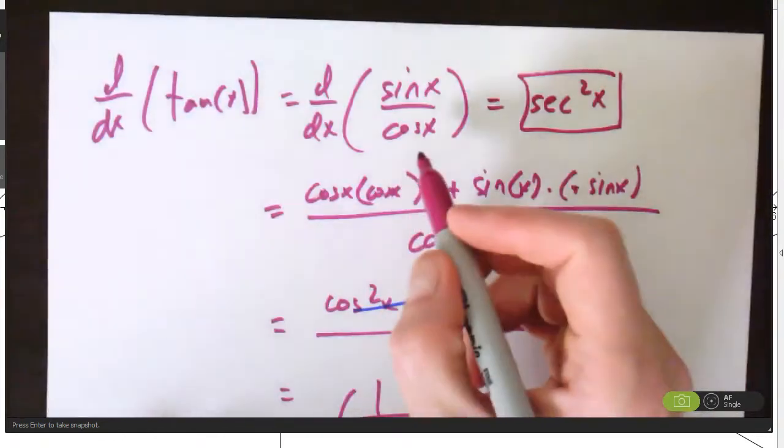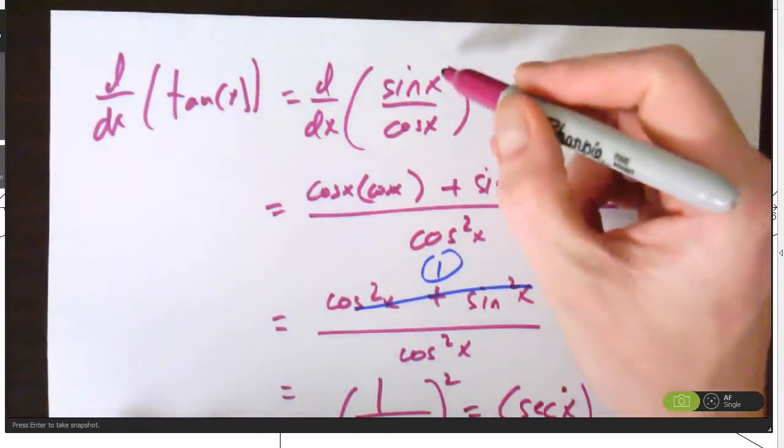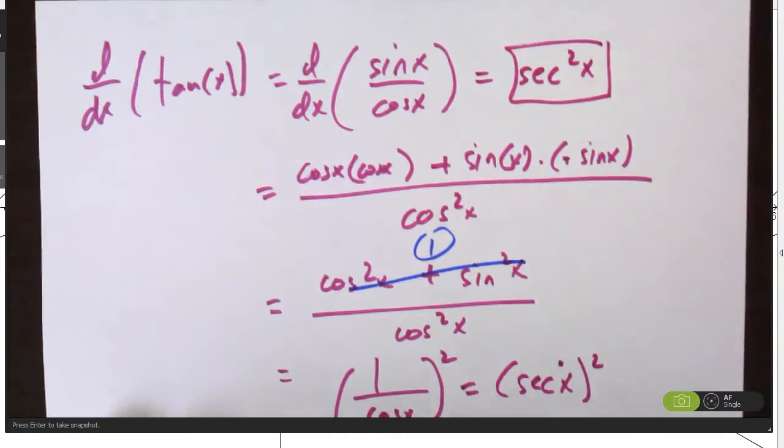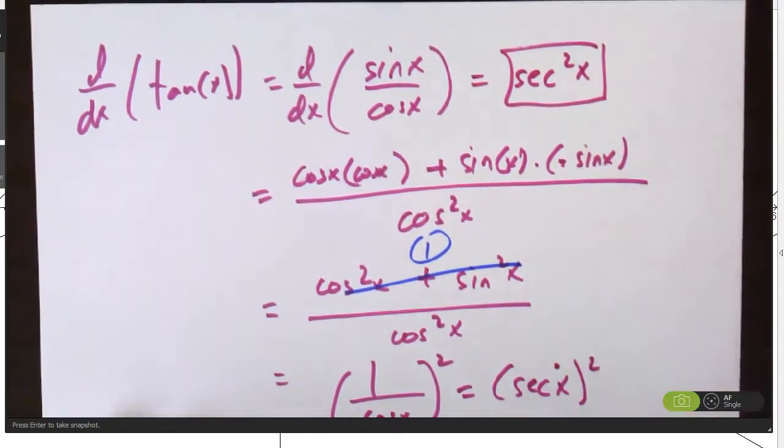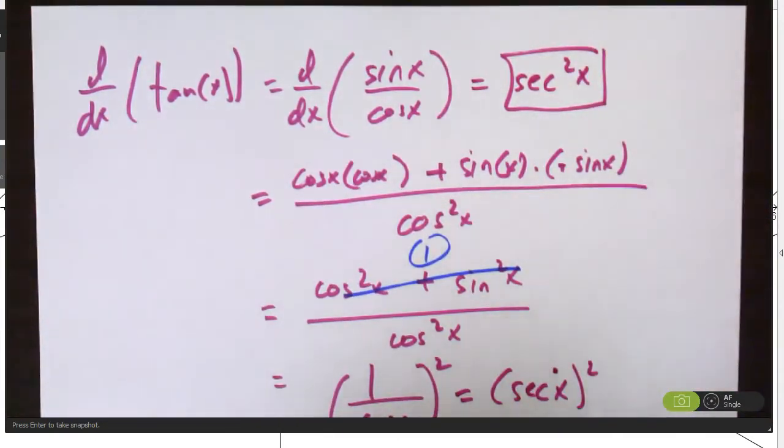Now, to do cotangent, you do the same thing, but you just flip that and do cosine over sine. So that's one of the things I'm going to leave you with as homework, to sort out on your own what the derivative of cotangent is.